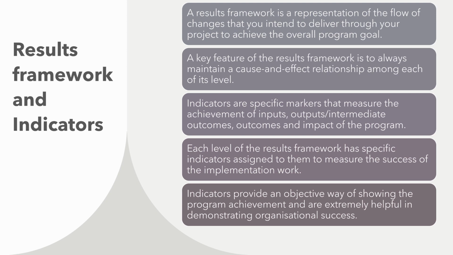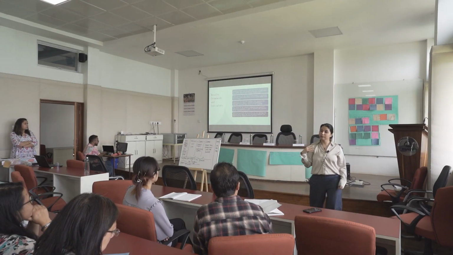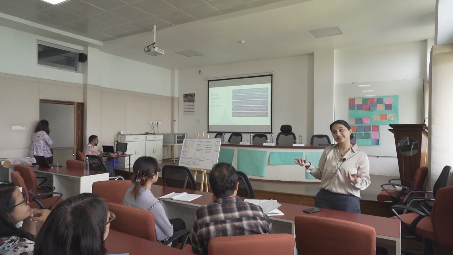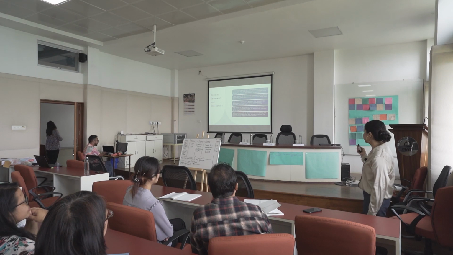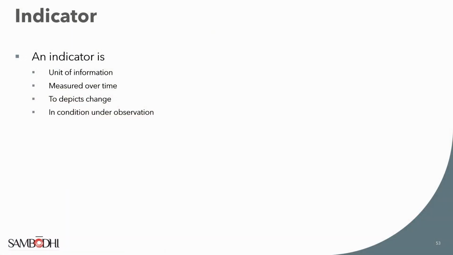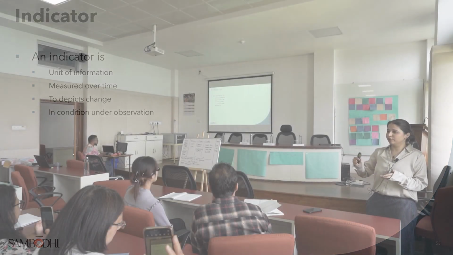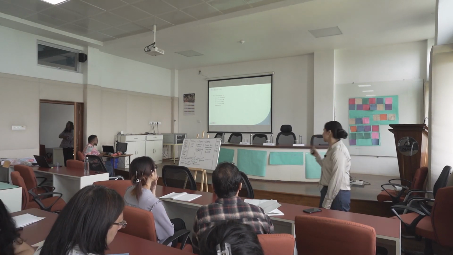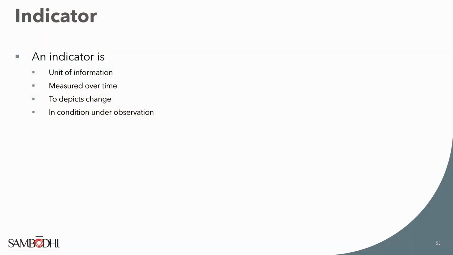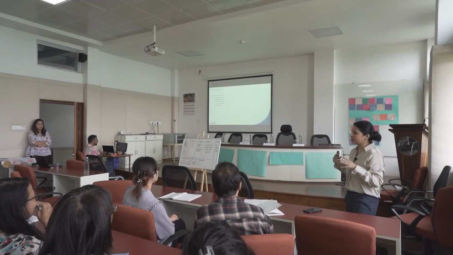For instance, if I was talking about awareness and sensitization, I need to measure it. So for that measurement, I need to describe what will indicate that I have achieved awareness, and how to achieve that, right? So a basic definition of an indicator: it's a unit of information. And always think of it as something that will be measured over time. Something that I want, because I'm trying to see change here. Change is going to take some time, so it's the measurement over time. And it depicts change.